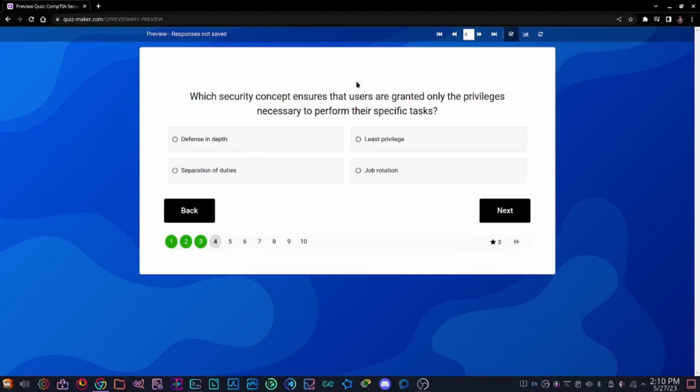Now, question 4. Which security concept ensures that users are granted only the privileges necessary to perform their specific tasks? So this is a pretty easy one also. We have defense in depth, least privilege, separation of duties, and job rotation.